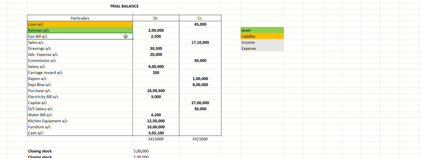Now, gas bill. We know gas bill was an expense. Expense is taken where? Income and expense are taken in the profit and loss account. Sales is the only direct income of the business, so it is taken in the profit and loss account. Drawings is also an expense. Advertisement expense, the name itself says it is an expense. Commission is the indirect income of the business. Salary is an expense. Carriage inward is an expense. Rajiv, remember the name of a person, so it is not an income or expense.